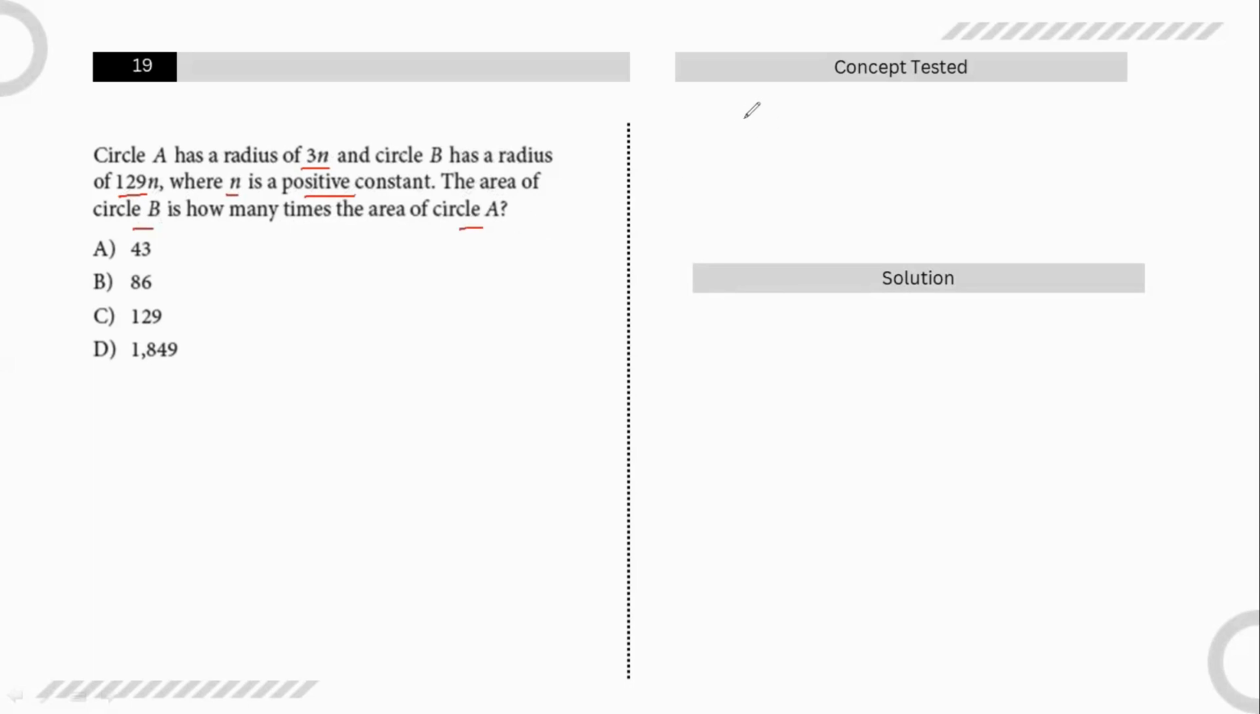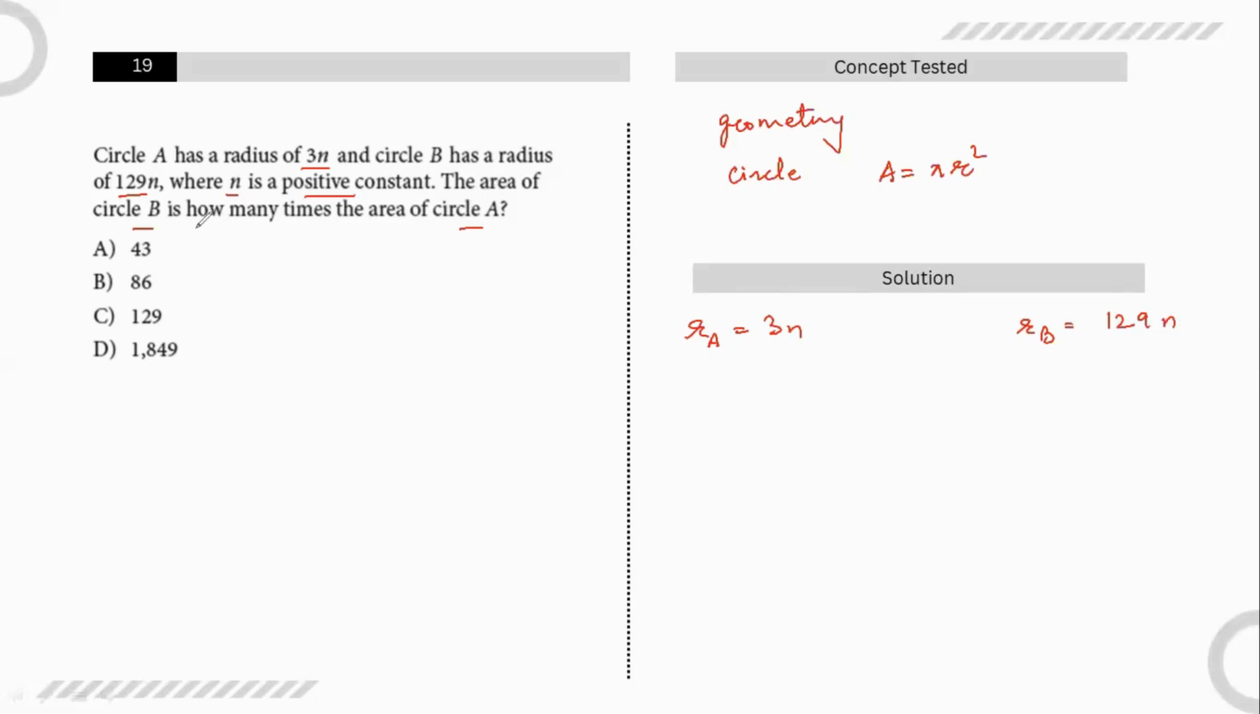And the concept tested here is geometry, specifically related to circles. And what's the area of a circle? We know that it's pi r square. Let's now understand. The radius of circle A is given as 3n. The radius of circle B is given as 129n, right?